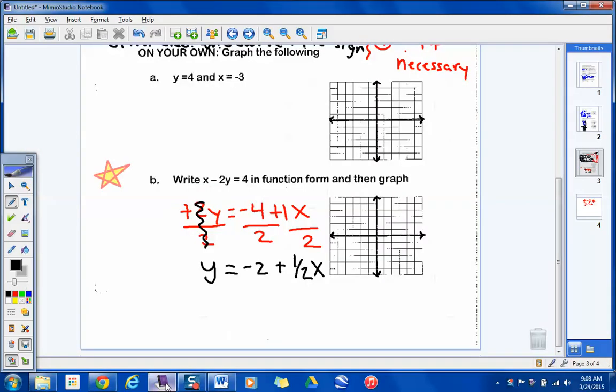So function form is correct, right? So what do we have to do now? The graphing thing. So we're going to form a table. What am I going to choose as my inputs? What values am I going to choose for my inputs?